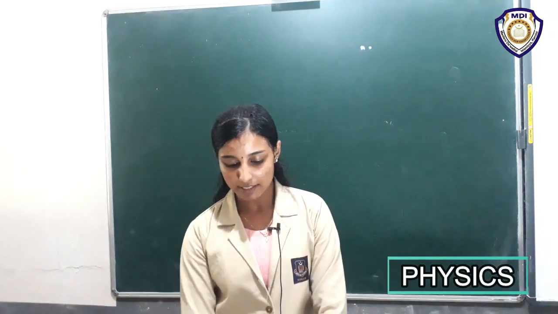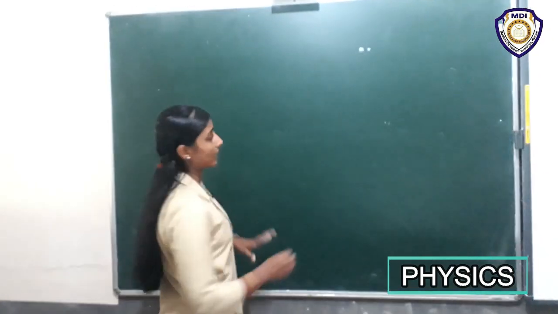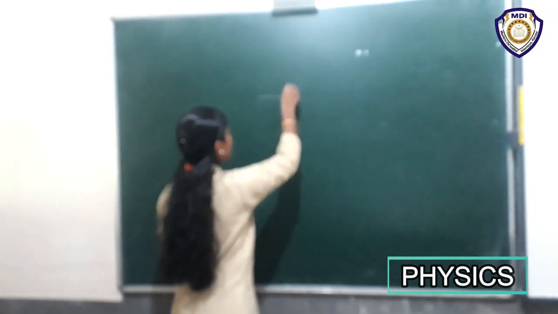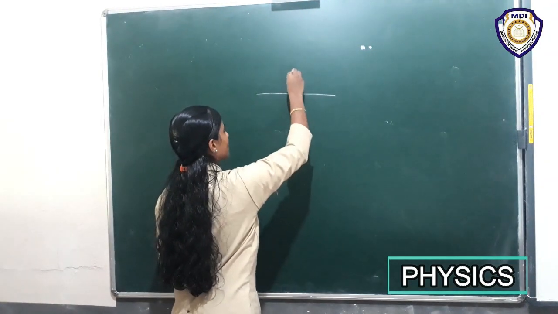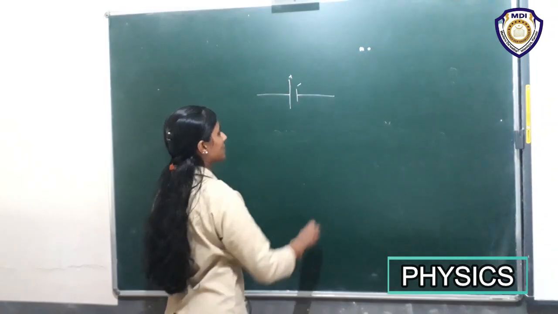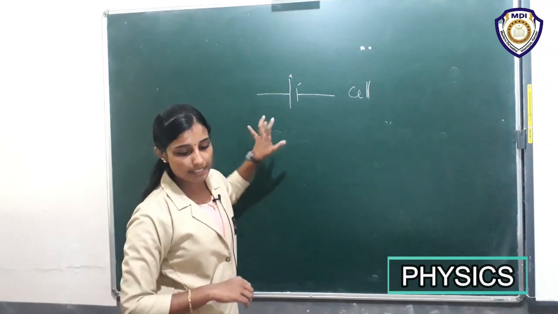Okay. So what is an electric cell? We have already seen how we can represent an electric cell. An electric cell should have a positive terminal and a negative terminal, right? So this is the positive terminal and this is the negative terminal. So this is a cell.